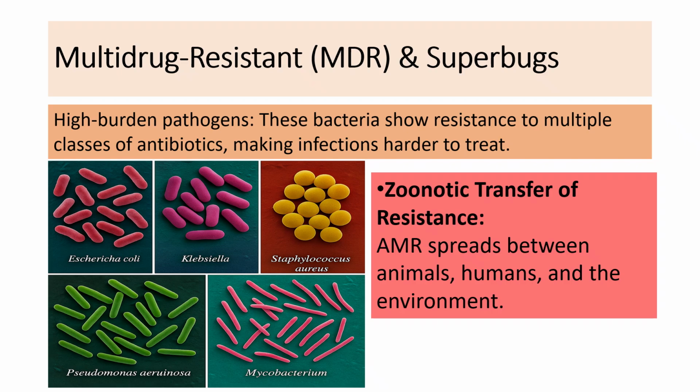Multi-drug resistant organisms and superbugs. There are some high burden pathogens such as E. coli, Klebsiella, methicillin-resistant Staphylococcus aureus, Pseudomonas, and Mycobacteria. These bacteria show resistance to multiple classes of antibiotics, making infections harder to treat. Zoonotic transfer of resistance is another big problem. AMR spreads between animals, humans, and the environment.